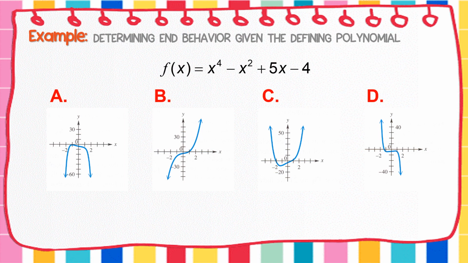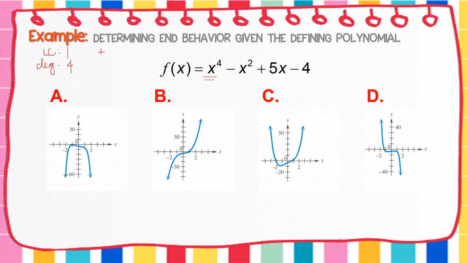Now, let us apply the leading coefficient test. What is the graph of the given polynomial? Of course, we'll use the leading coefficient test. First, let us identify what is the leading coefficient. Ano ang leading coefficient ni f of x? 1. And 1 is positive. How about the degree? What is the degree of f of x?